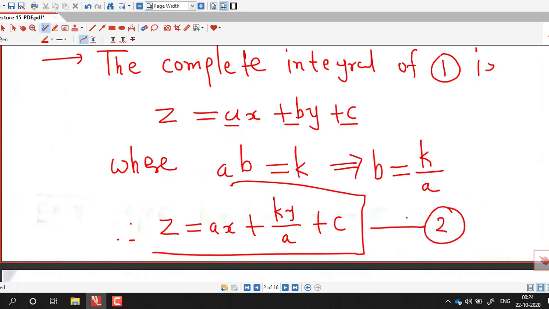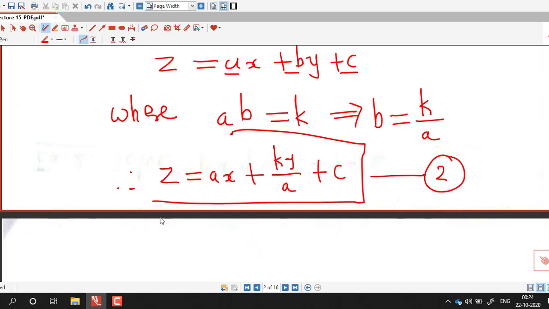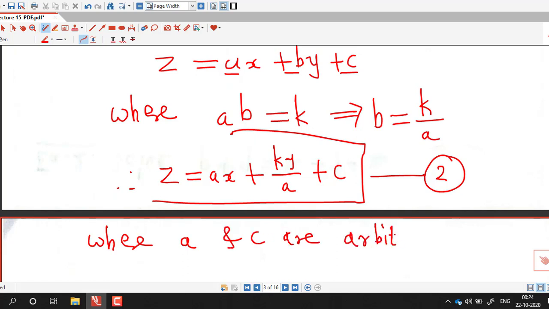This is the complete integral of the given equation, where a and c are arbitrary constants.